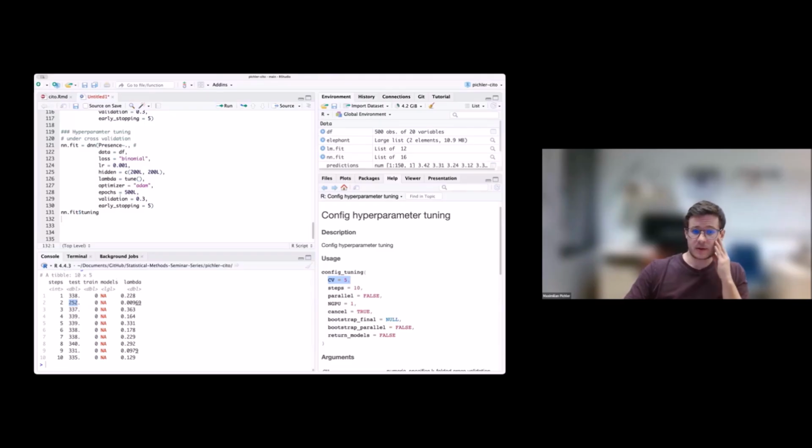And because this is computationally very expensive, as we see here in the documentation, we can parallelize it on the CPU, but we can also use several GPUs if they are available.